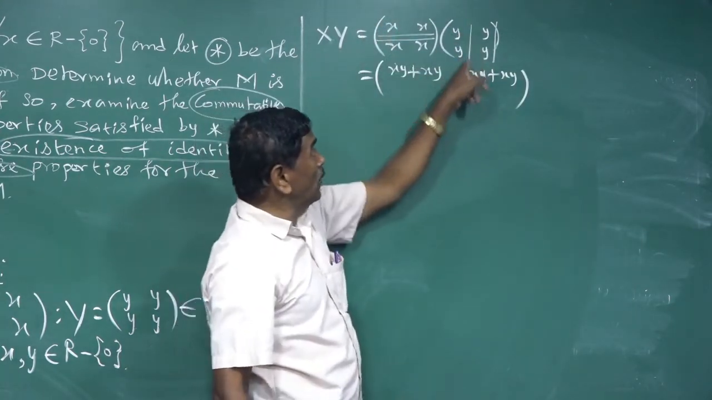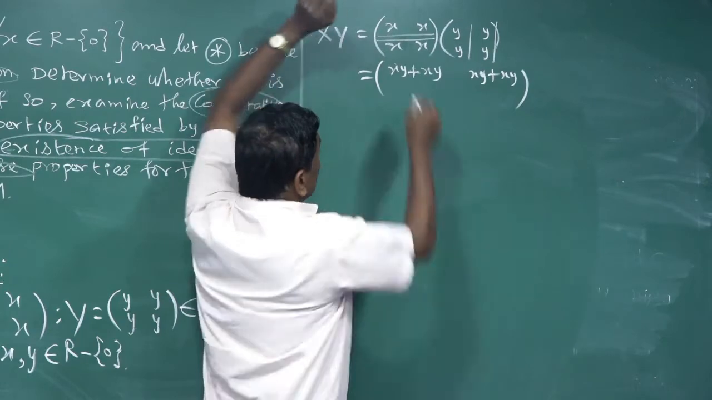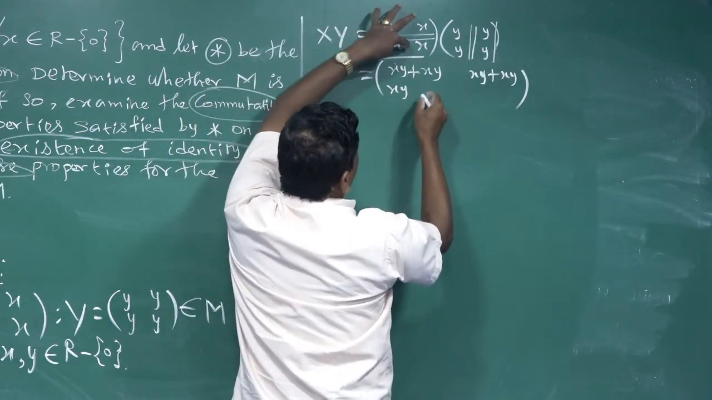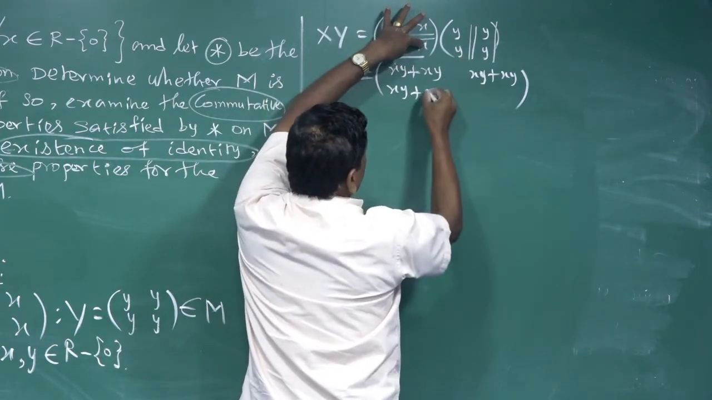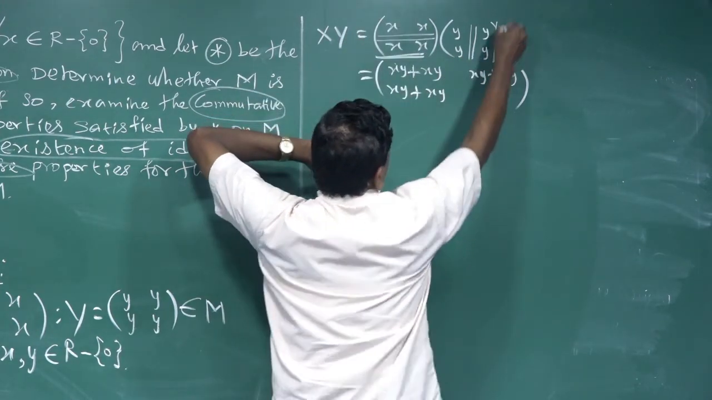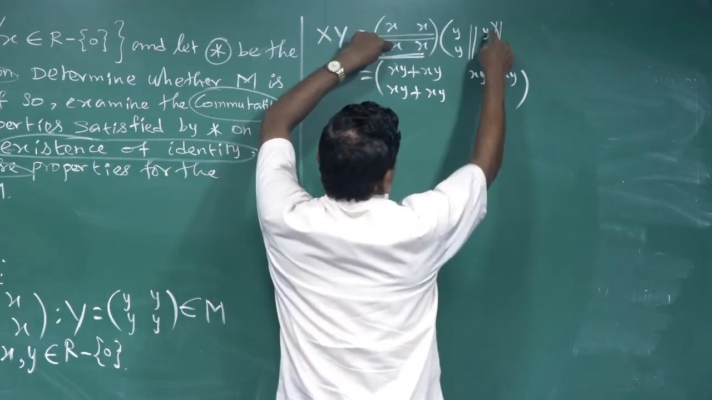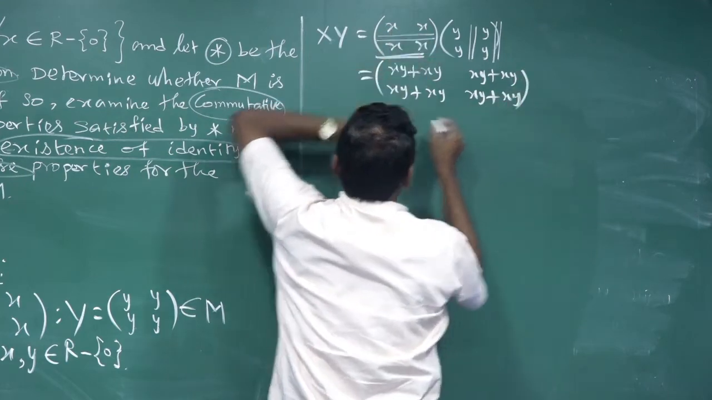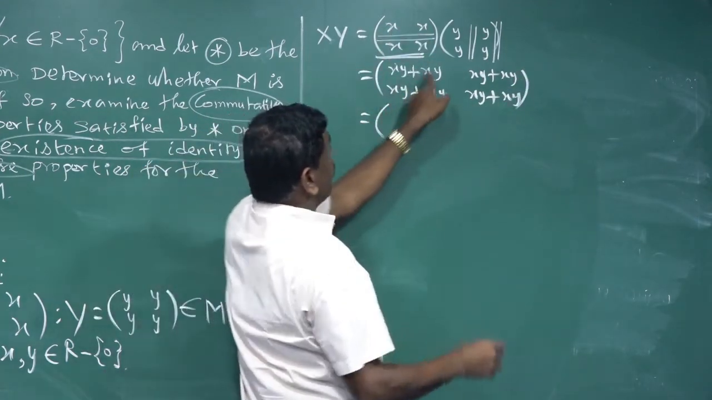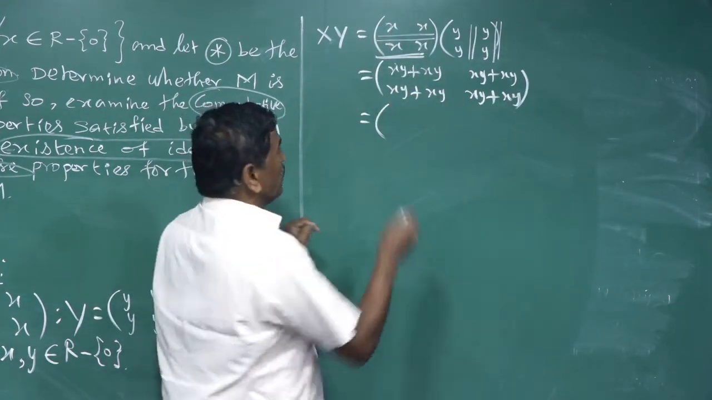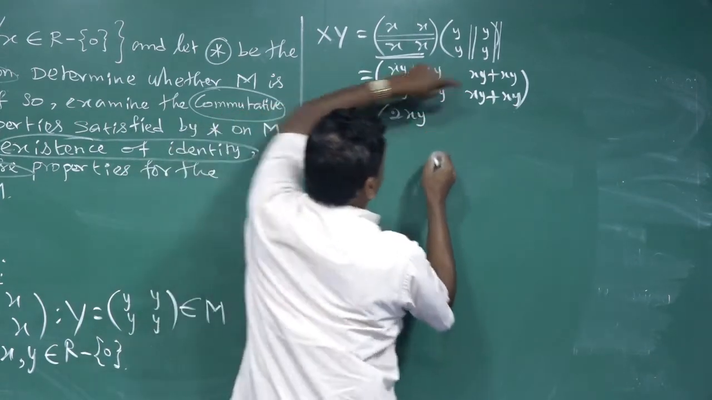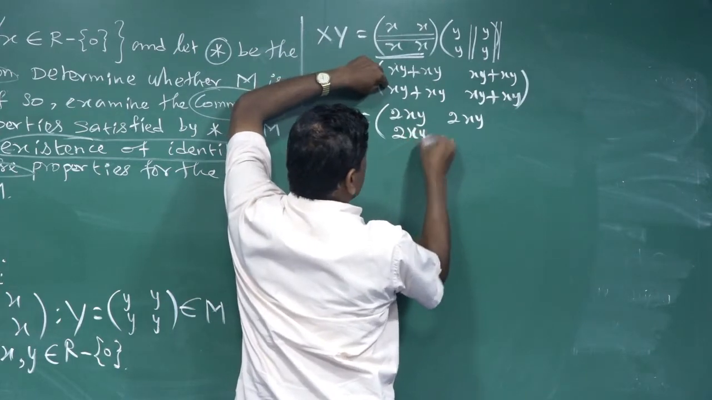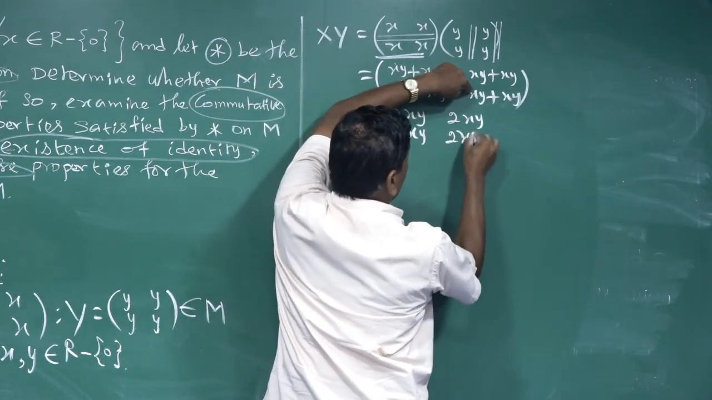Similarly, taking one row and multiplying all the columns. Now, second row into first column, x into y, xy, plus x into y, xy. Next, second row into second column, xy plus xy. Now, simplification. xy plus xy is 2xy.